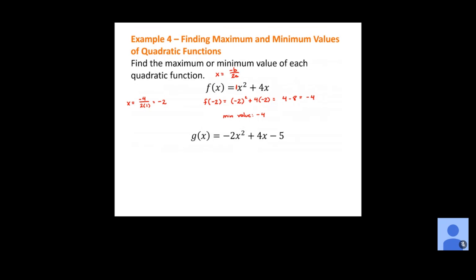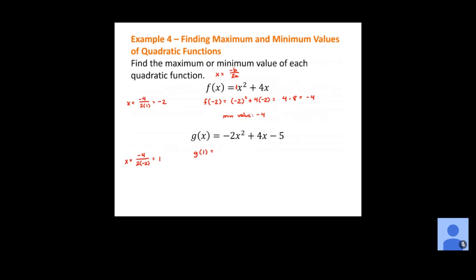All right, so we're going to do the same process here on g of x. So again, we're going to take x equals -b, that's going to be -4 again, over 2 times a. This time a is -2. 2 times -2 is going to give us -4 over -4. So that actually comes out as a +1 this time. Again, that's not our min or max value. We still need to substitute it into our function.